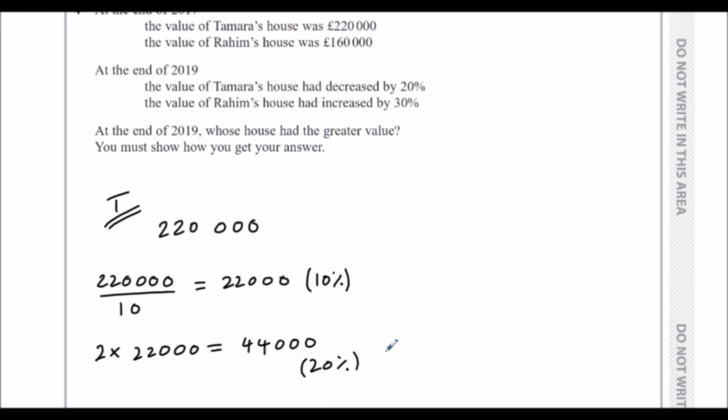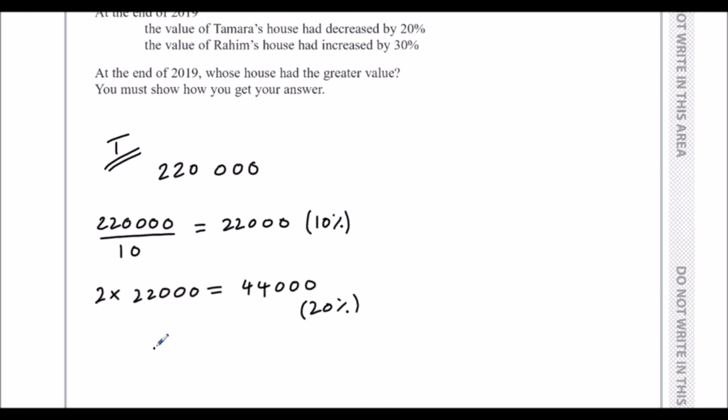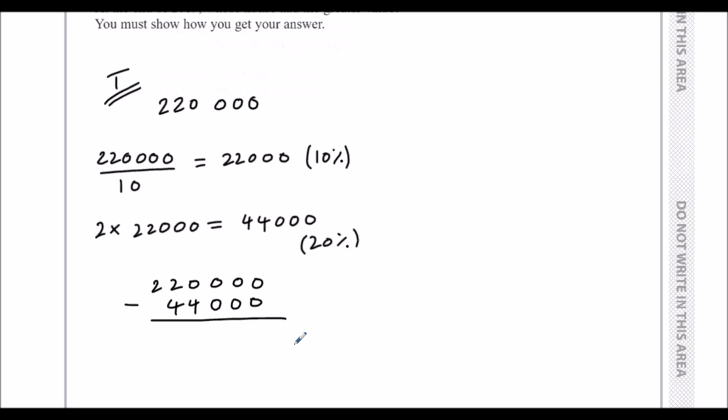So we need to take that off. It's decreased by 20%. That means it's decreased by £44,000. So 220,000 take away 44,000. If we take away 40,000, we would get to 180,000, and then take away another 4, that's 176. So that'd be £176,000.